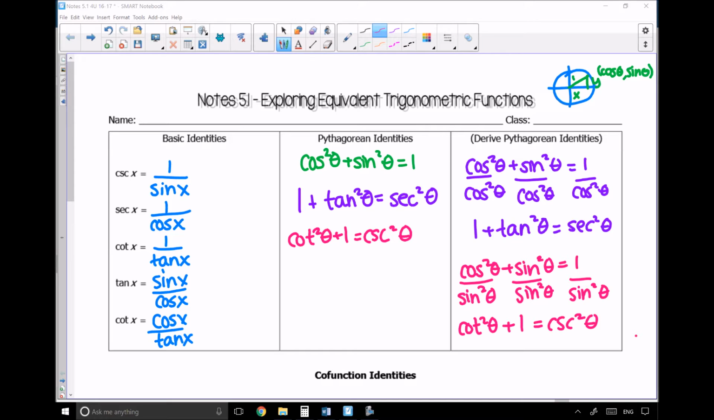Now, one thing that I want you guys to be aware of is you can rewrite all of this stuff in any way you want. So for example, I could also say that cosine squared theta is equal to 1 minus sine squared theta. Or vice versa, I can say sine squared theta is equal to 1 minus cosine squared theta. So I can rearrange these identities however I want, but these are my three main Pythagorean identities, okay?